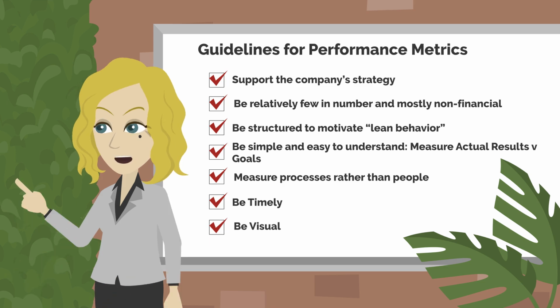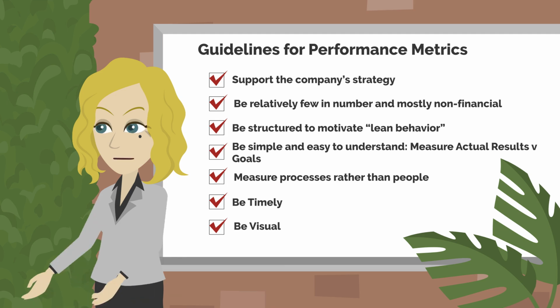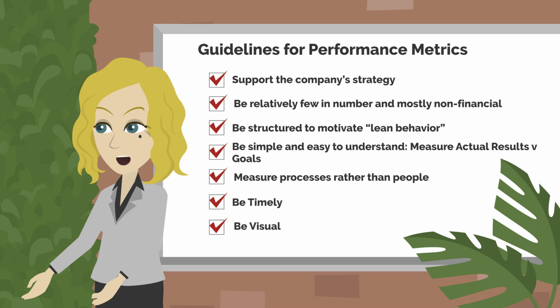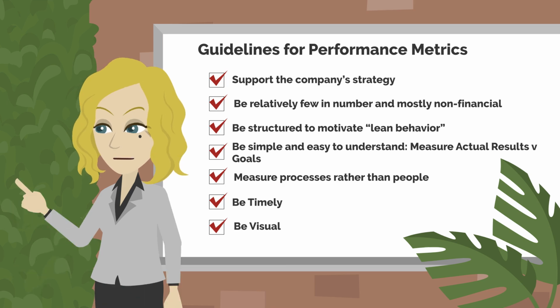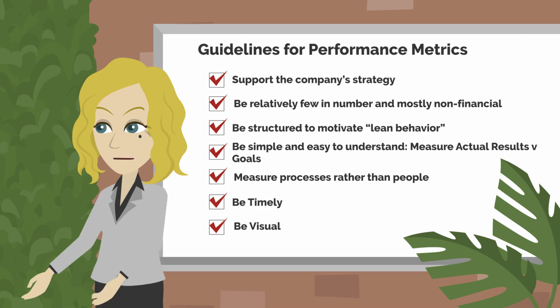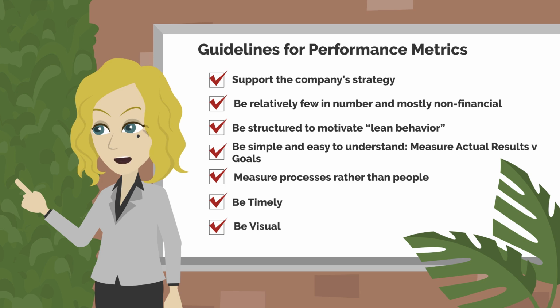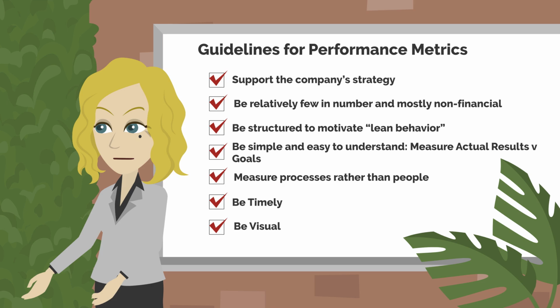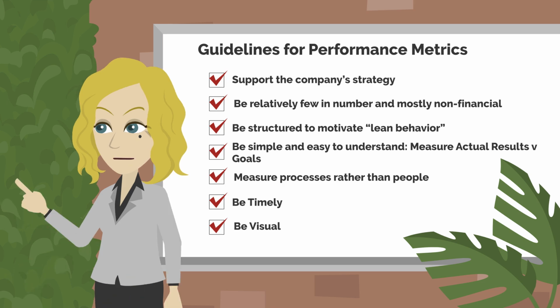People must be able to relate their work to the metric. Next, metrics must be simple and easy to understand. They must measure actual results versus goals so that we can see if there is a gap in performance. They must measure processes rather than people. And, finally, they must be timely and visual. If they are reported timely and visually, we can take action to improve.